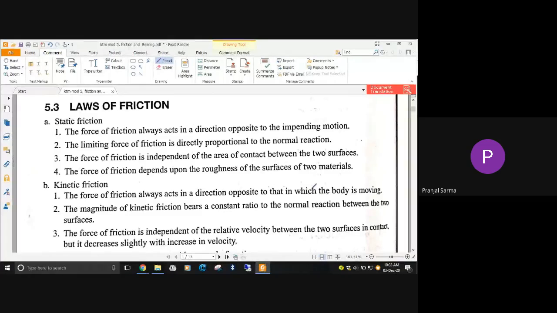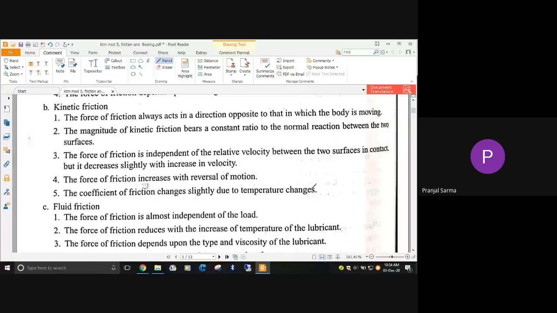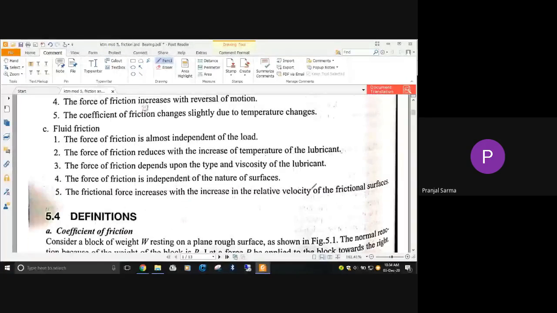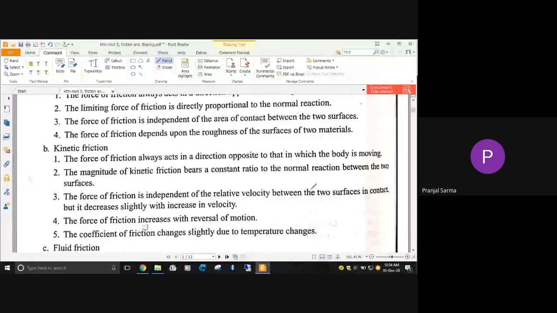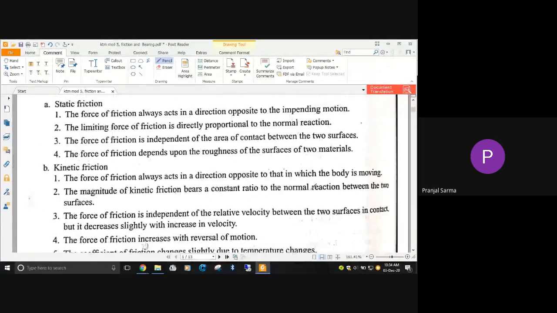So, if you recall your engineering mechanics knowledge, I believe you have also studied the laws of friction there. Still, we'll just brush it up. Experimentally, we can discuss these laws of friction with respect to static friction, kinetic friction, or maybe fluid friction also. These are somewhat similar, and they are based on experimental evidence.